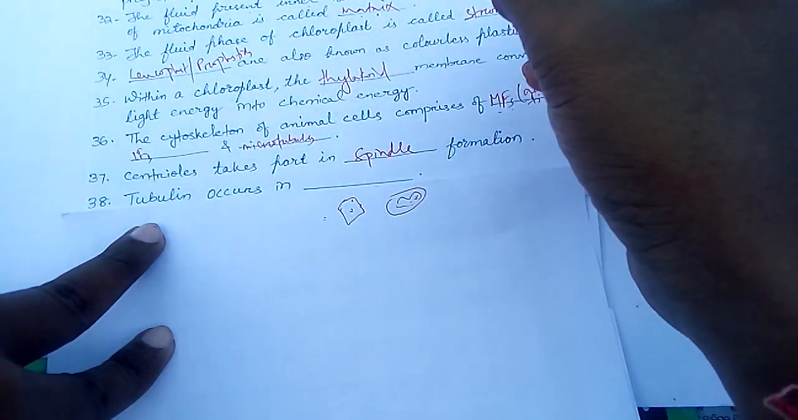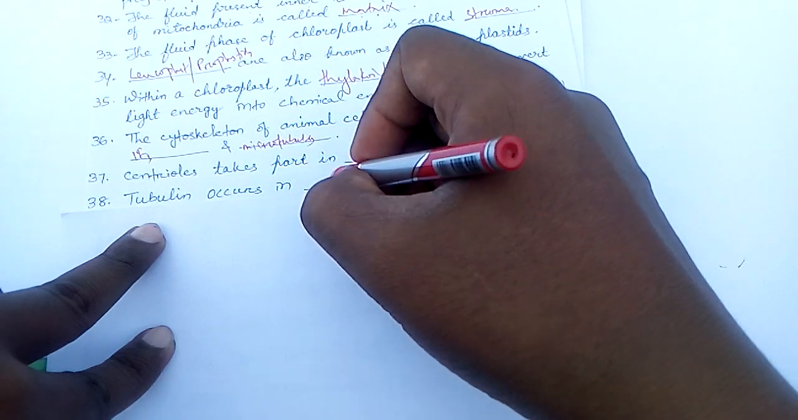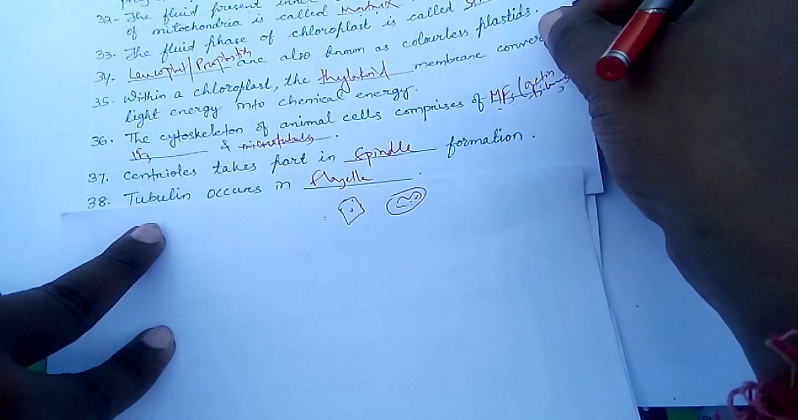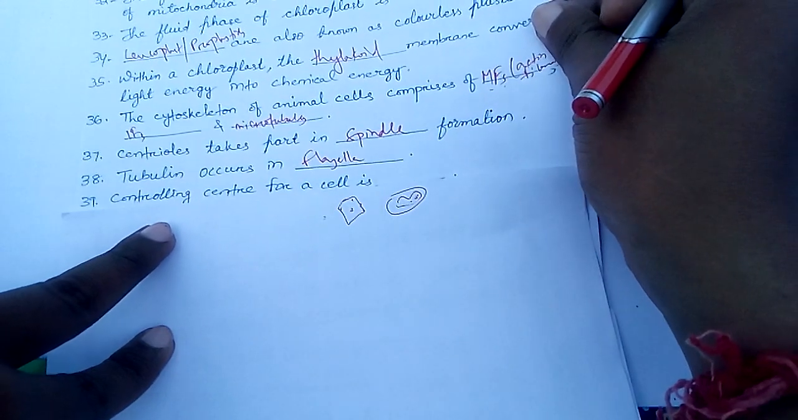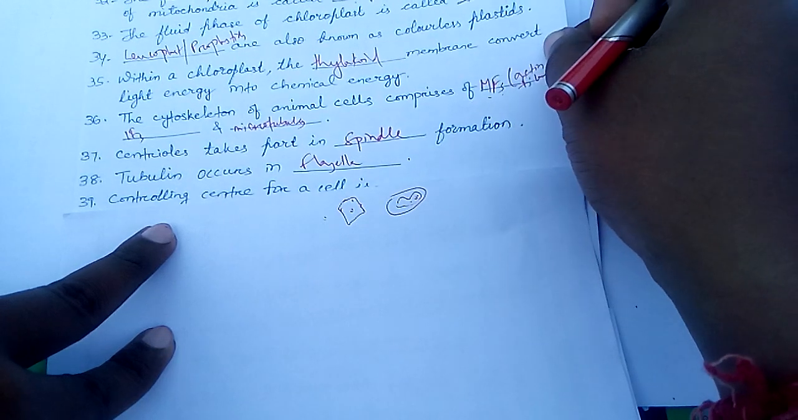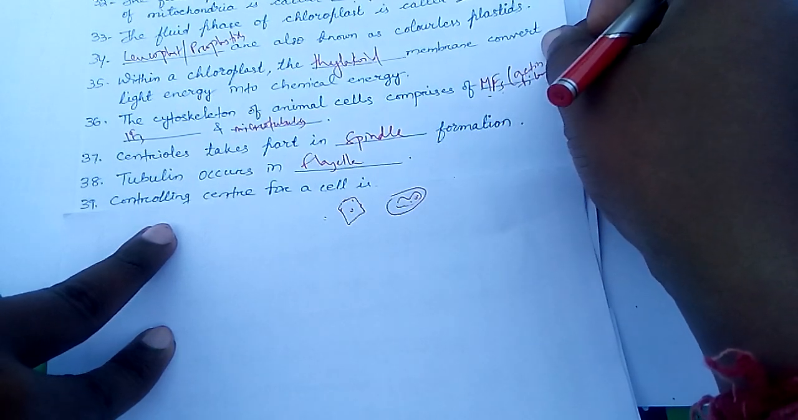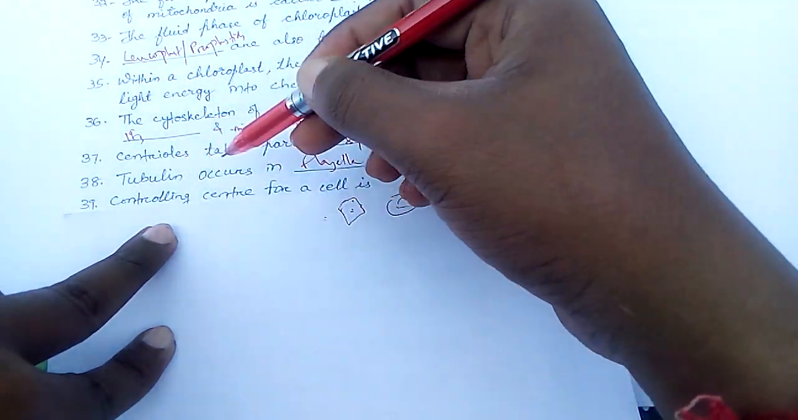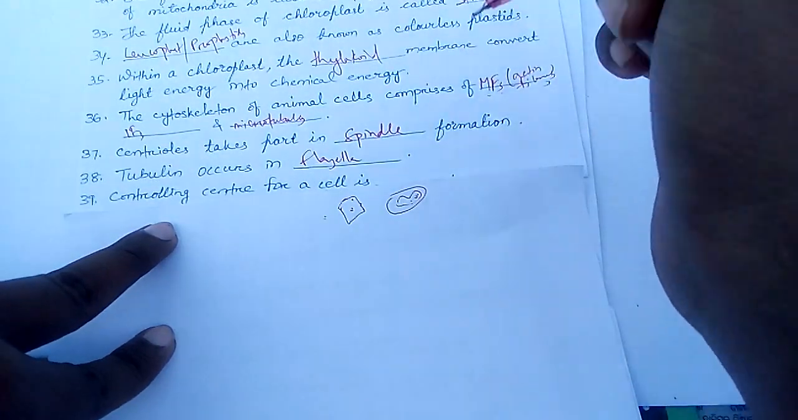Tubulin occurs in dash. Tubulin is a type of protein. Tubulin is present in the flagella. Flagella is a locomotive cell organelle, like cilia, etc. Tubulin protein also occurs in microtubules and elsewhere. But if the question is asking only tubulin without protein, then flagella is the correct answer. Tubulin is present in flagella, not in cilia.